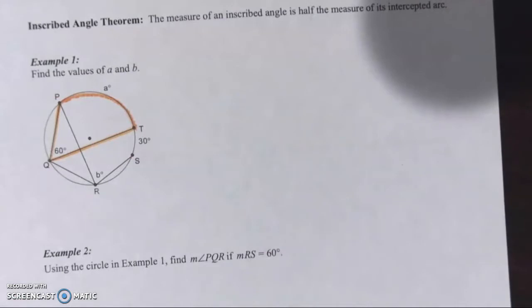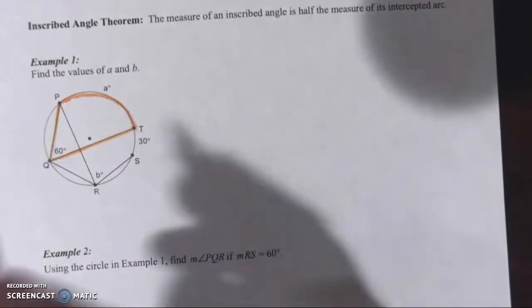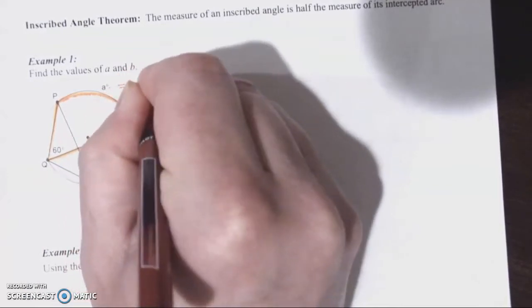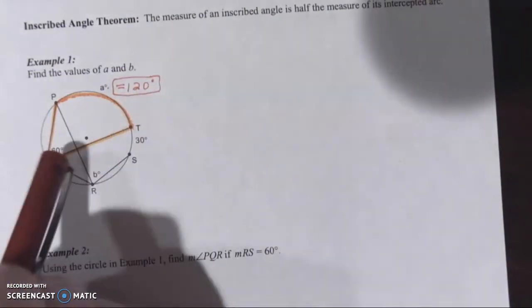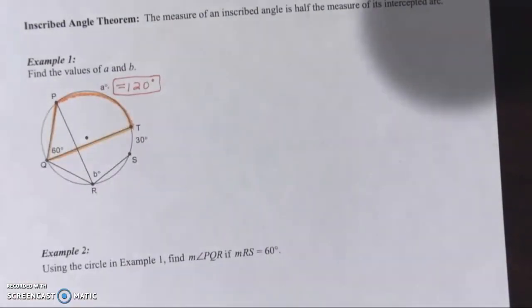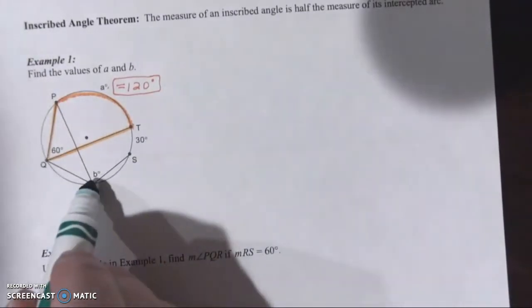It says the angle is half of the arc. Well, if this angle is half of this arc, then A must be 120 degrees. Okay, basically 60 times 2. Angle, half the measure of the arc. All right. Now, we can also work with this with the angle first. All right, now I'm looking for the angle.